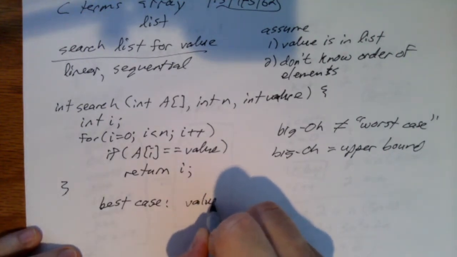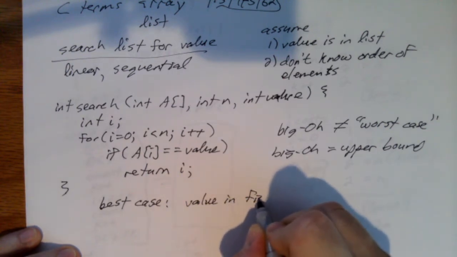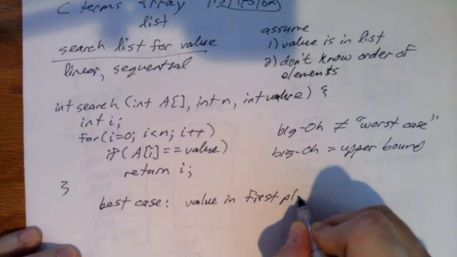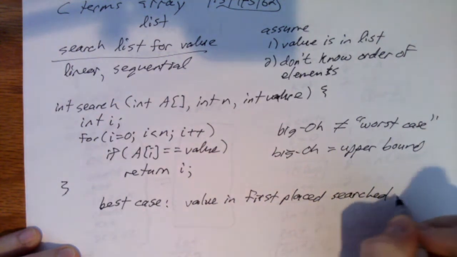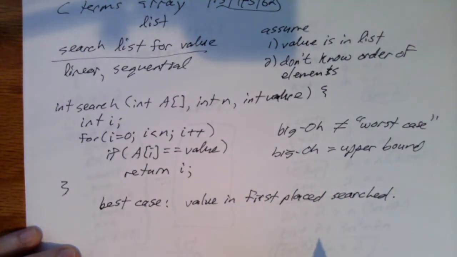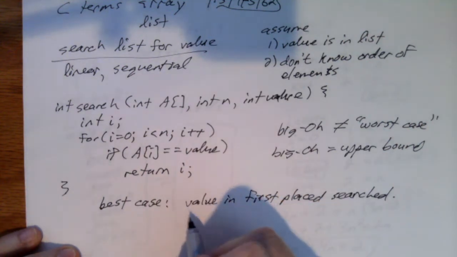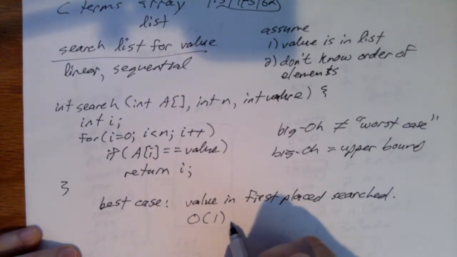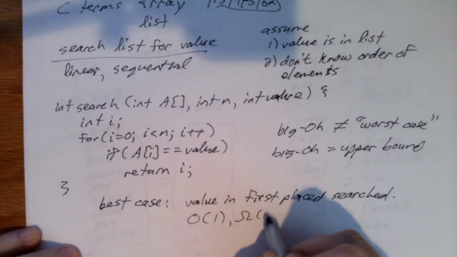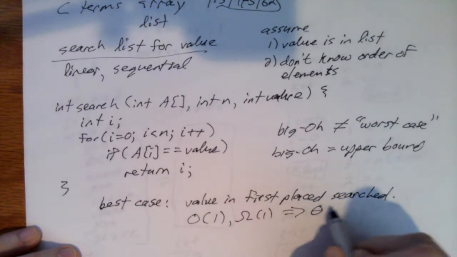So value in first place searched, we'll say. So what's the cost of that? Well, it turns out that right here has a big O value of 1. Okay, is what we call it. And there's also a lower bound on that of 1, and therefore we can say this.